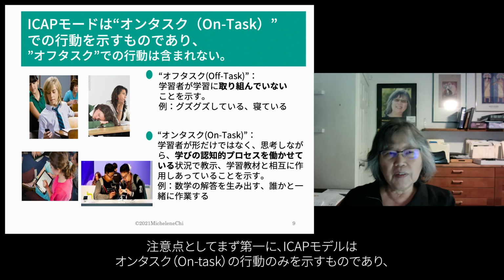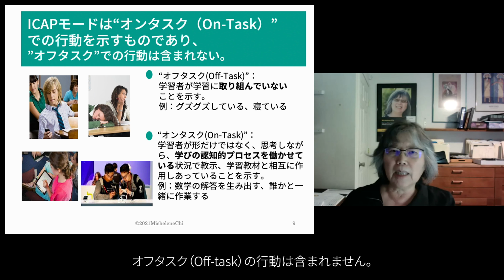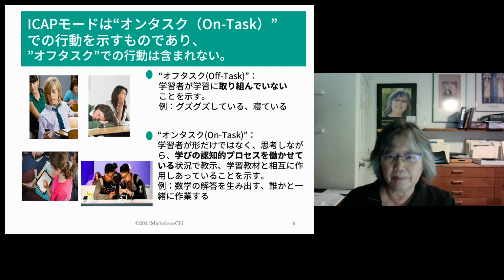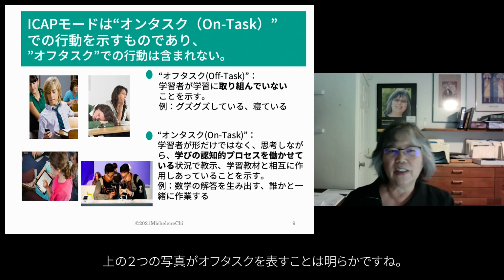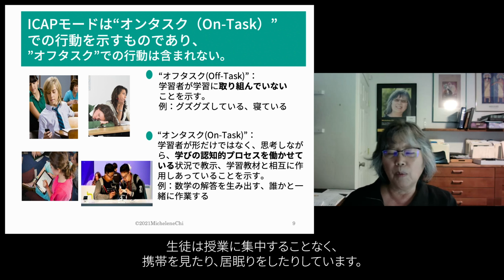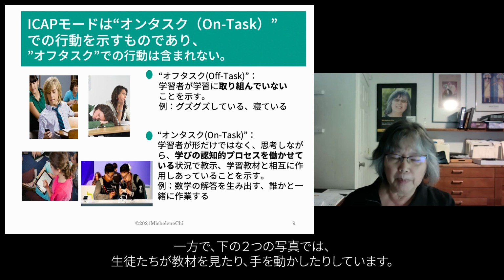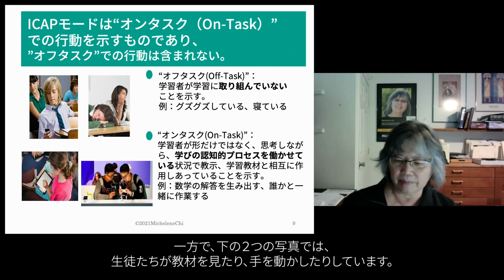So first of all, ICAP modes are all about on-task behaviors. We're not talking about off-task behaviors, which are actually irrelevant to ICAP. So which one of these shows off-task behavior? Which row would you say? It's obvious the first row is off-task behavior, because the one student on the left is not even looking at instruction, but looking at a cell phone, and on the right, they're sleeping. Whereas the bottom row people are looking at the materials.